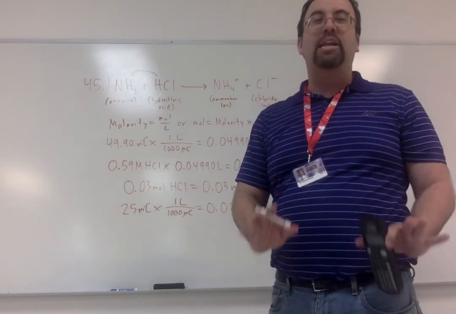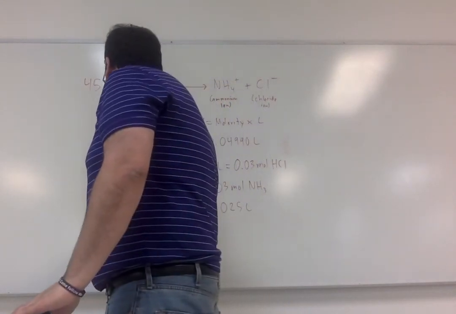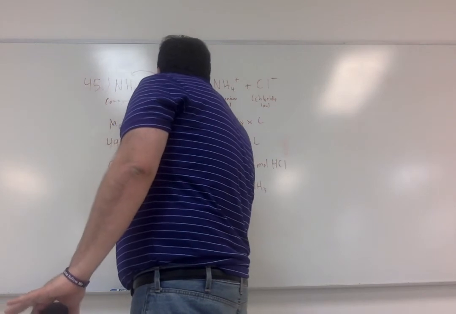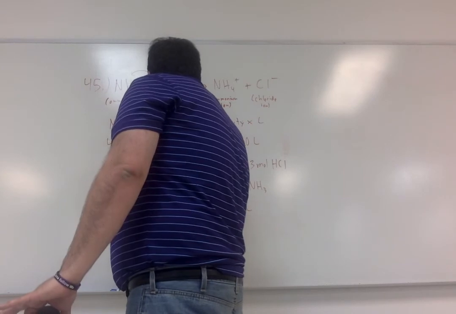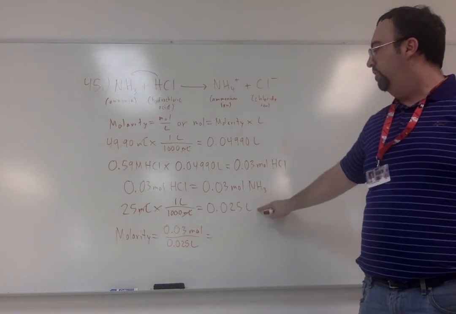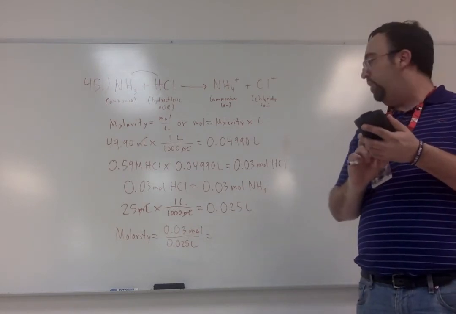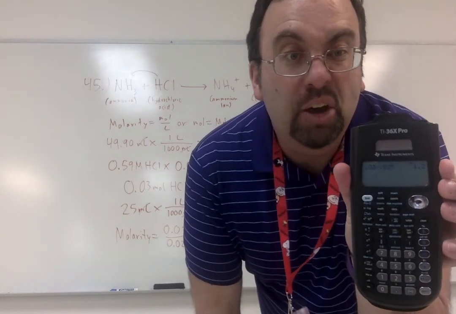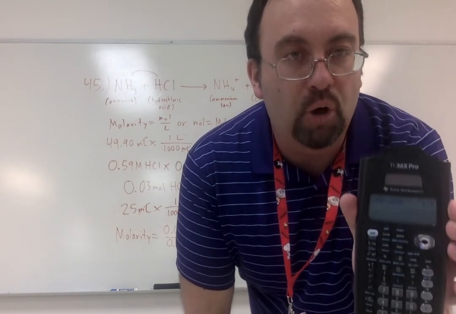Now I'm ready to calculate finally the molarity of the unknown ammonia solution. The molarity, in this case, is 0.03 mole divided by 0.025 liter. Remember, we got the 0.03 from here. This is our volume for our ammonia. We take 0.03, we divide by 0.025. And when we do that, we end up getting a concentration of 1.2 molar ammonia, NH3.